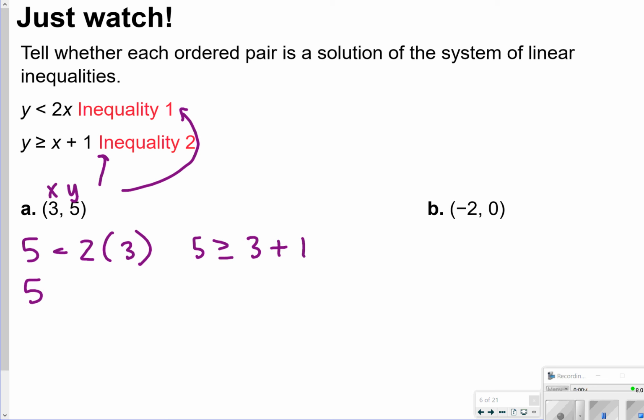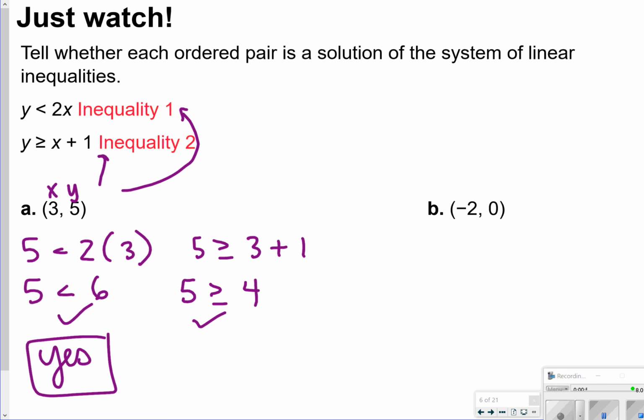The first one would be 5 is less than 6, and that is true. The second one would be 5 is greater than or equal to 4, and that one's also true. So we would say yes, these are a solution to both the inequalities, or the system.